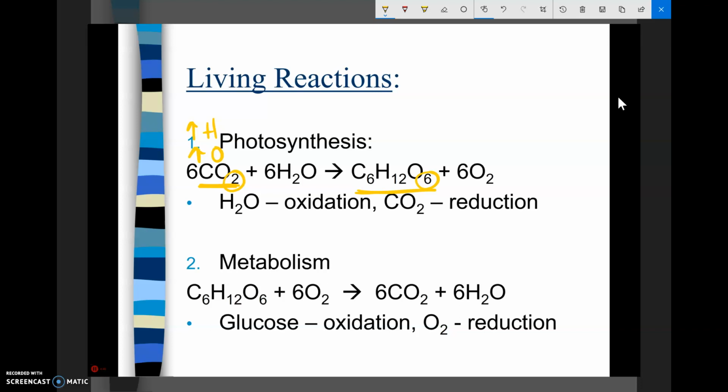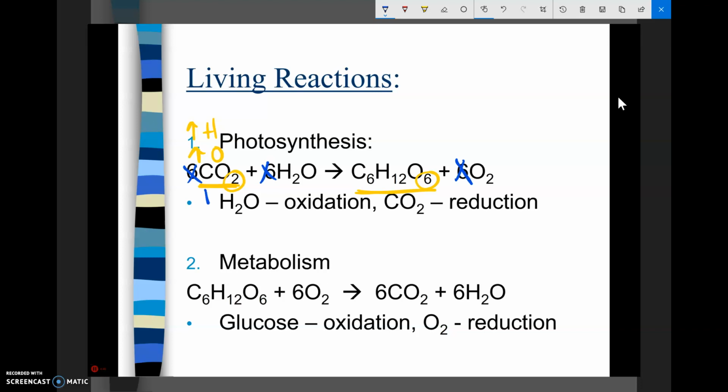Well, here's a problem, because gaining oxygen is oxidation, but gaining hydrogen is reduction. So there's something wrong here. When your viewpoints don't match up, this is when you use your ratios. So right here, remember, we don't want to use our coefficients. We're going to look at carbon.